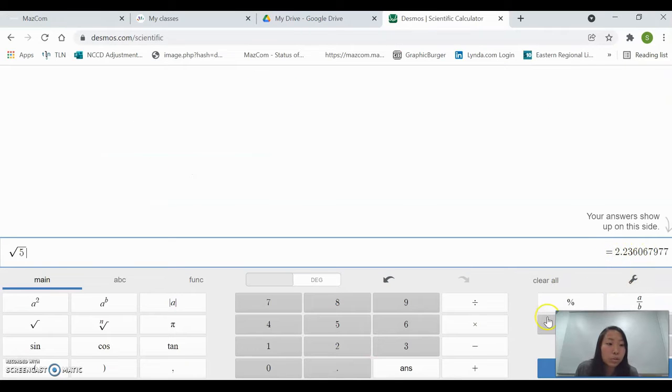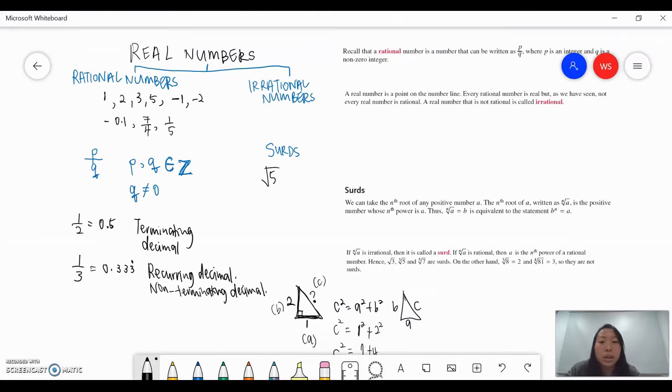2.23606 and so on. You can see that the numbers keep going on and on. There is no certain pattern to that. Can you express that as a fraction? No. So therefore, that falls under an irrational number. Basically, the square root of 5, you consider that a surd.